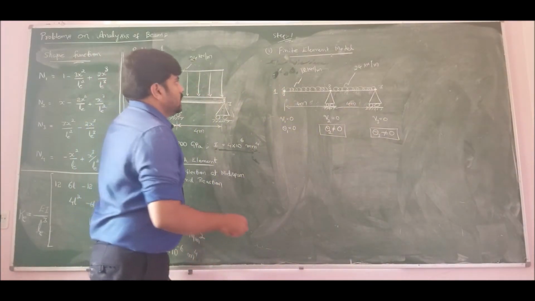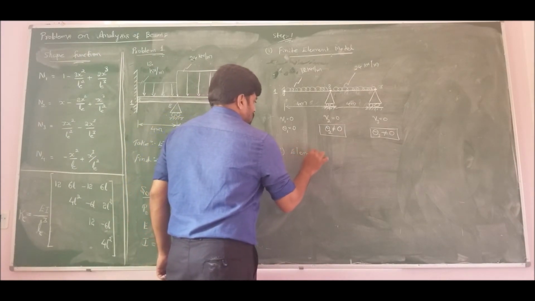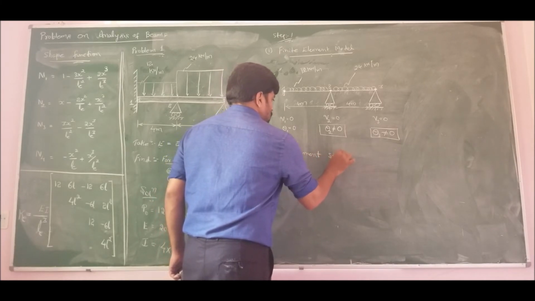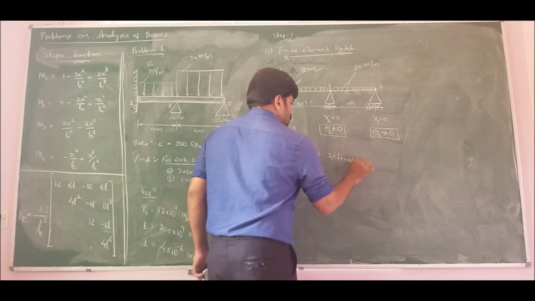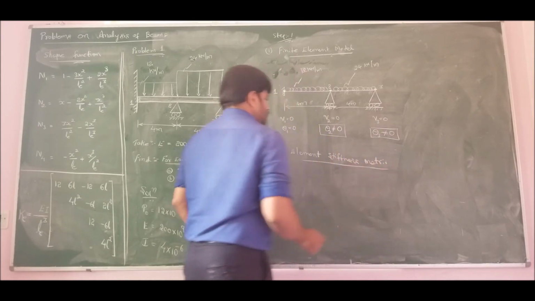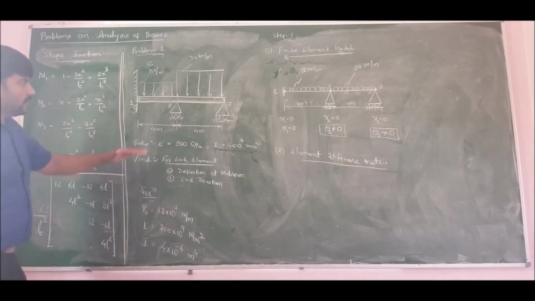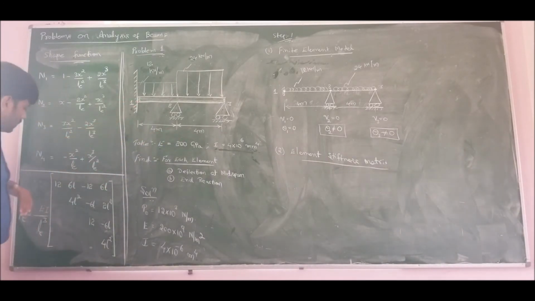To solve, the second step is the element stiffness matrix. The formula for the element stiffness matrix is given by EI by L cube into this matrix. This matrix is symmetric about the diagonal, so I have written only half of the matrix. The remaining half is a mirror image about the diagonal. By knowing the values of E, I and length, I can compute the stiffness matrix for element 1 as well as the stiffness matrix for element 2.